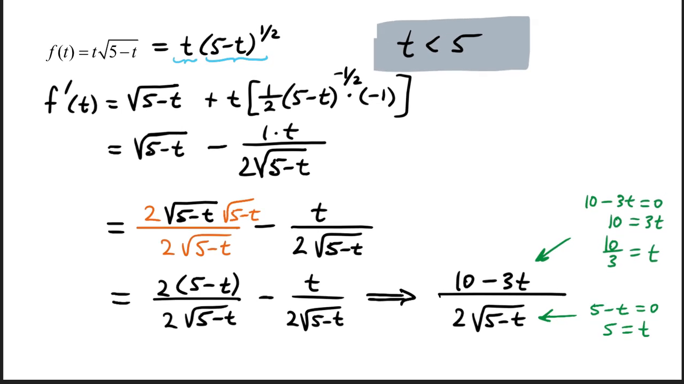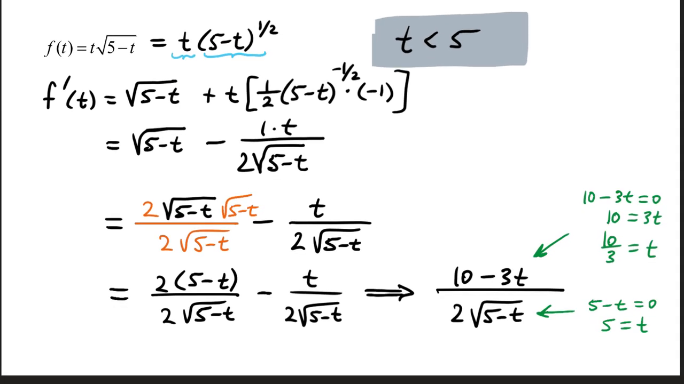At the bottom right of your screen, the numerator is equal to 0 when t is equal to 10 thirds. The denominator is equal to 0, making it undefined, if t equals 5. Actually, any value of 5 or larger will make it undefined, because if you pick a number larger than 5, you start creating negatives.